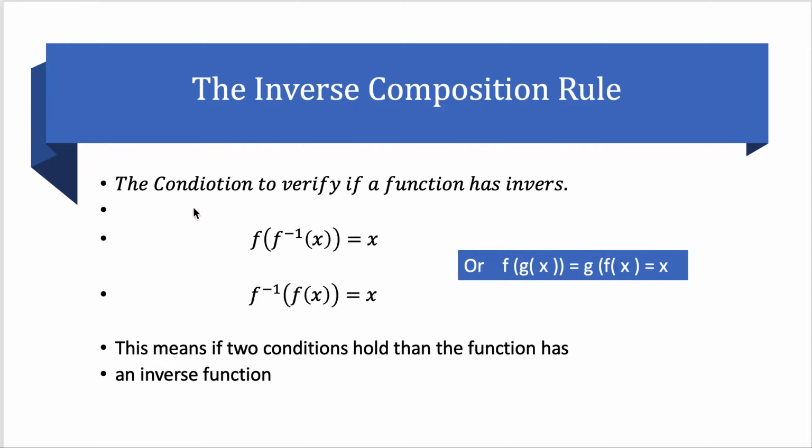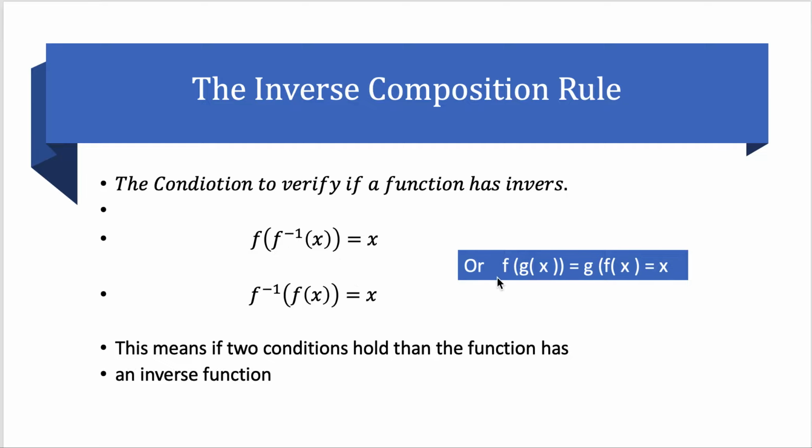Composition rule. The condition to verify if a function has an inverse: the function f of the inverse function f of x is equal to x, and the inverse function of f of x, function f of x, is equal to x. So if these two conditions are satisfied, it means the function has an inverse function.